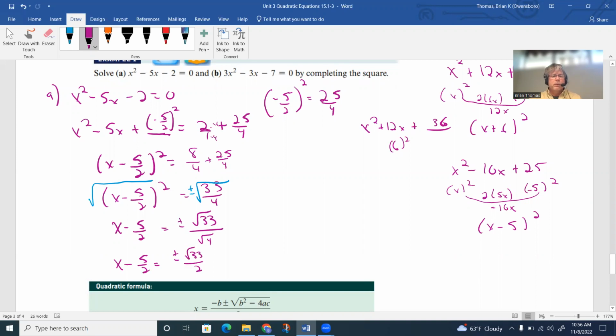over 2. So to solve for x, we actually have to add the 5/2 to both sides. So I'm going to rewrite this problem. x minus this 5/2 equals plus or minus the square root of 33 over 2. I'm going to add this 5/2 to both sides to get x by itself.